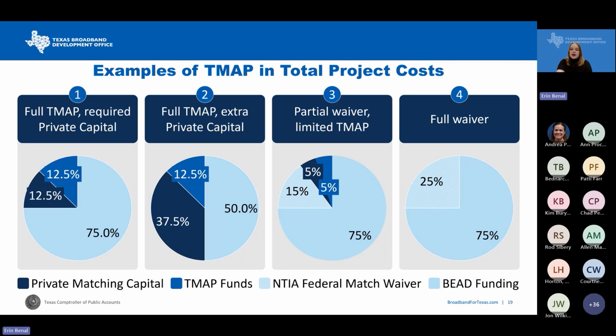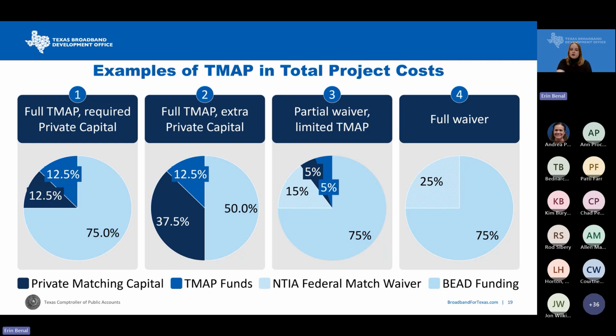By providing more capital match, this applicant has increased their score by reducing their minimum BEAD program outlay. In scenario 3, the applicant requested a partial waiver of 15%. If granted by NTIA, the applicant may commit to providing 5% and request up to 5% of funds through TMAP.